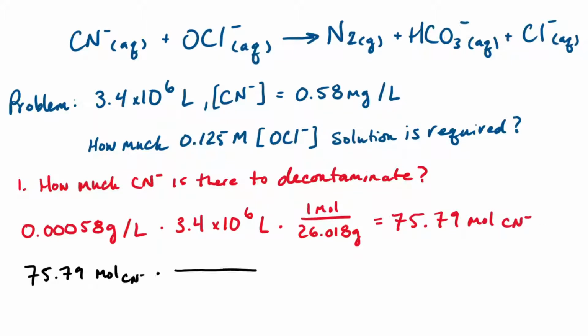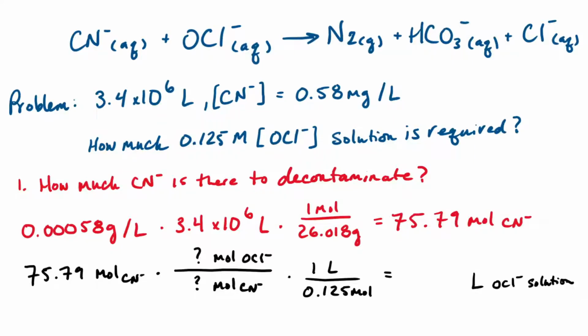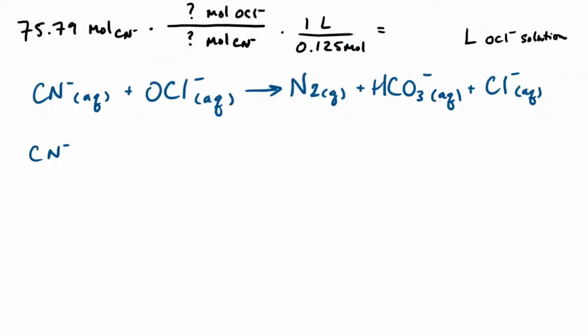For the next step, we'll need the ratio of cyanide to hypochlorite, and for that we'll need to balance the redox reaction. We start by separating it into two half reactions, one in which cyanide is converted into nitrogen gas and bicarbonate, and the second where hypochlorite is converted into the chloride ion.